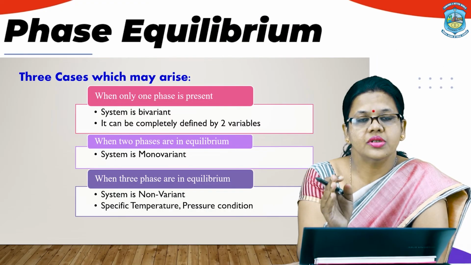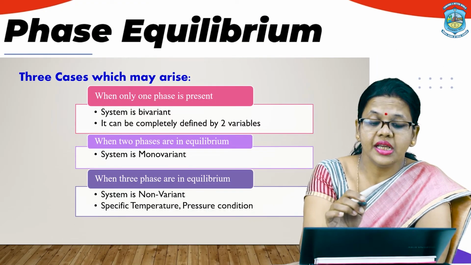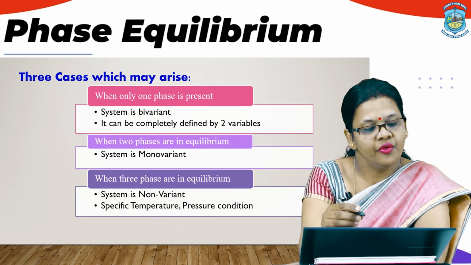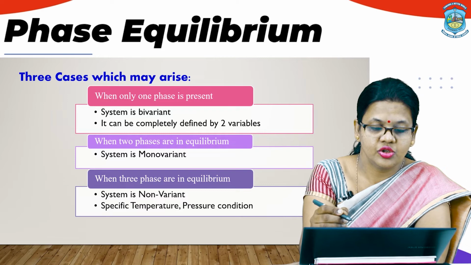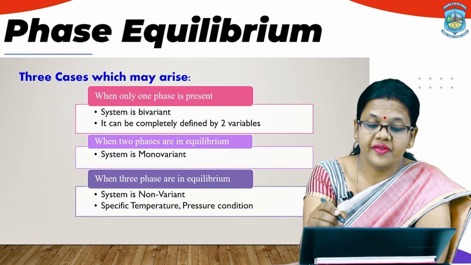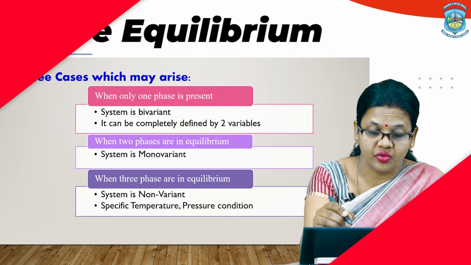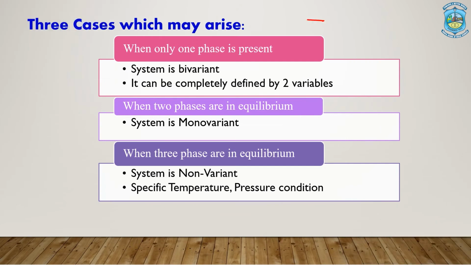If we talk about a phase system, there can be three cases which will arise. First, when only one phase is present. So, I told you just now, when we apply the Gibbs phase rule, F = C - P + 2.